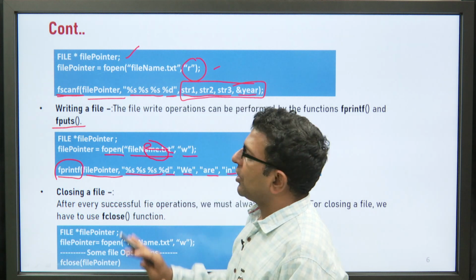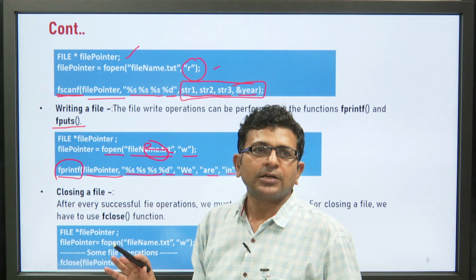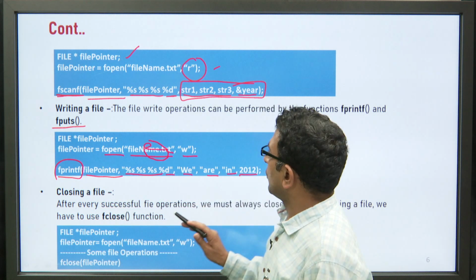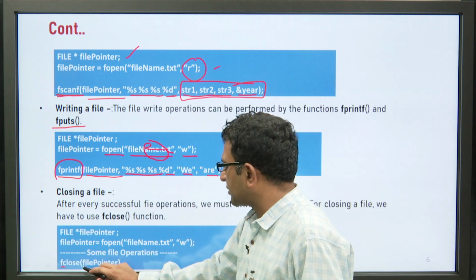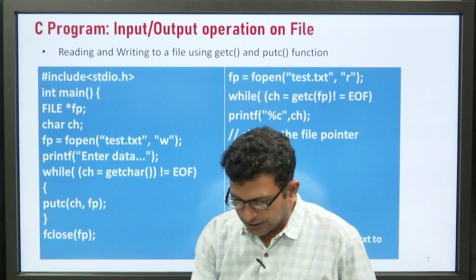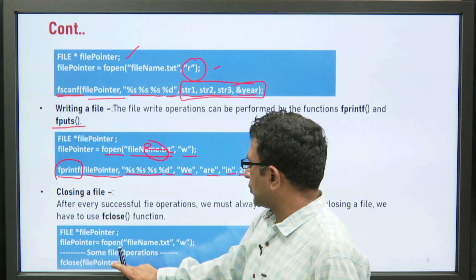Once we have performed all kinds of operations and we have nothing left to perform on that particular file, we have to call the fclose function. Here we have called the fclose function and we have also provided the particular file pointer which we want to close now.